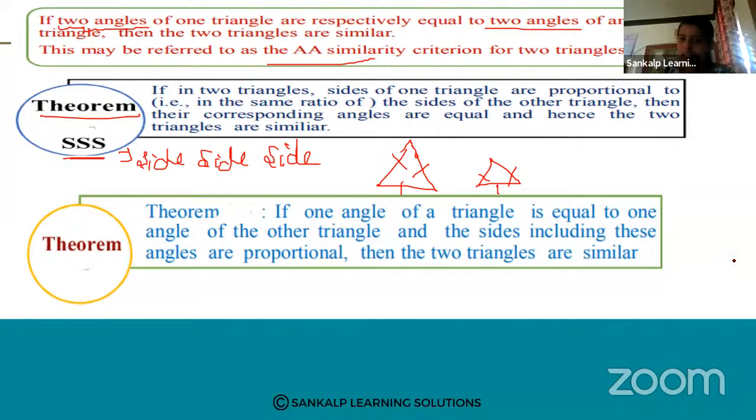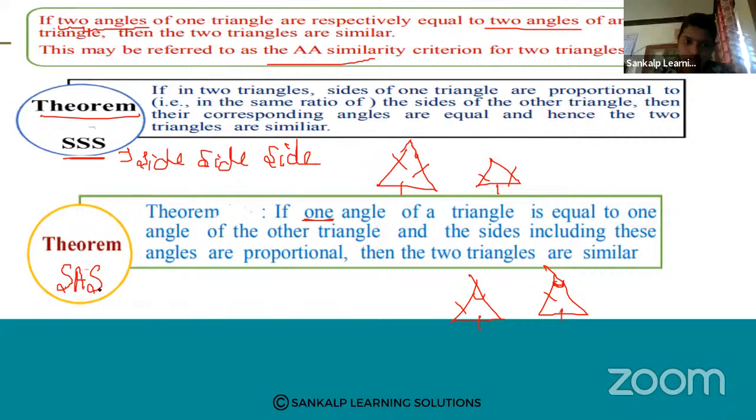So one angle, observe carefully here. If one angle of a triangle is equal to one angle of the other triangle, and the sides including these angles are in proportion, so if these two sides are proportional, then we can say that the two triangles are similar. That means here two sides are proportional and one angle is equal.